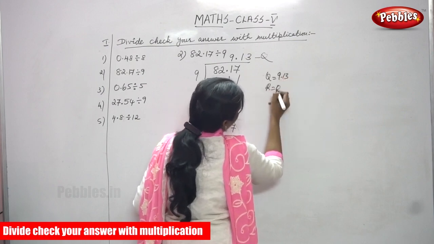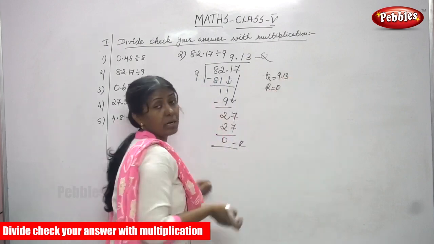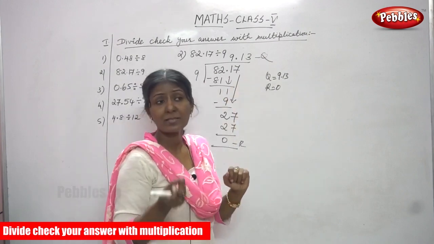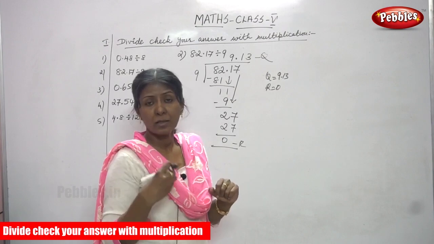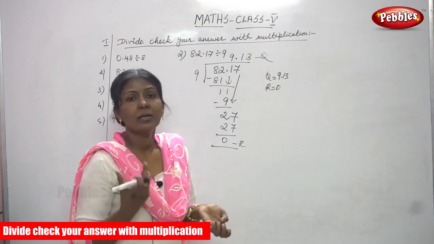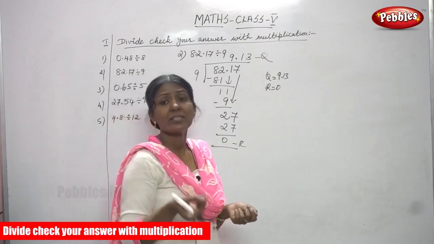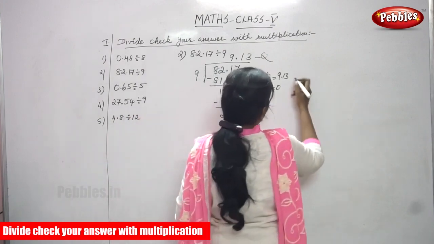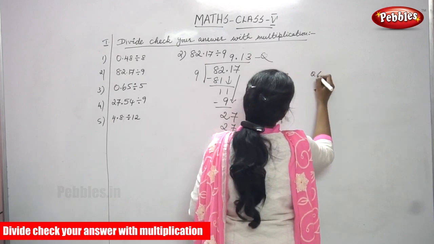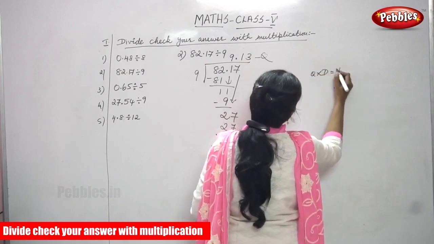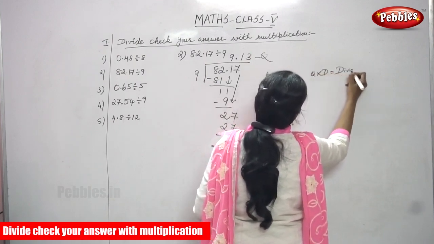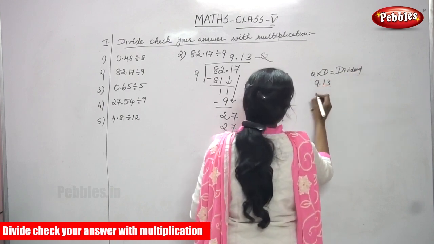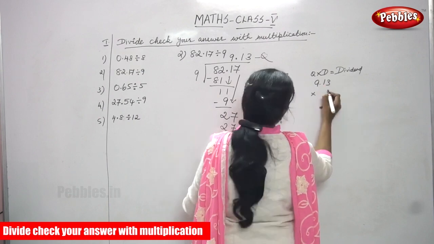Remainder is 0, but you have to check the answer. Check the answer means whether you find out the answer is right or wrong. If you want to find out whether the answer is right or wrong, you have to check it first. So quotient into divisor you have to multiply. Sorry, quotient into divisor is equal to dividend, you know that. So the quotient is 9.13 into what? You have to multiply by 9.